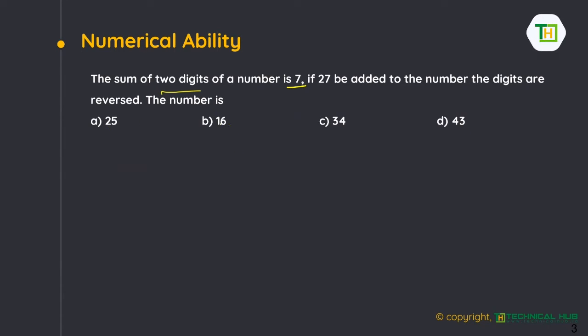2 plus 5, 7. 1 plus 6, 7. 3 plus 4, 4 plus 3. Each and every option satisfies this condition. And next, if 27 is added to the number, the digits are reversed. That is the condition mentioned.